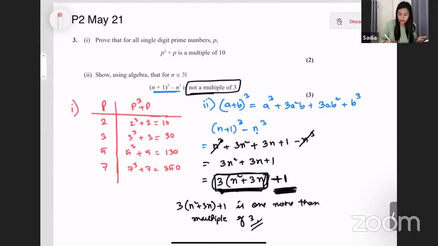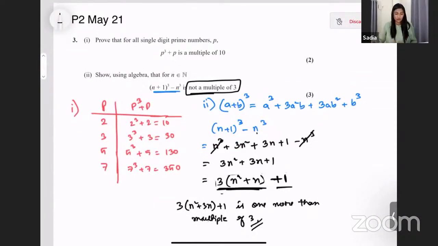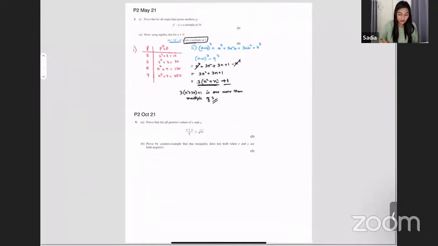Sorry, n squared plus n. N squared plus n. So this part is a multiple of 3, and then you have a plus 1 with it. Thank you, Wasir. Okay, so I'm done with number 3.